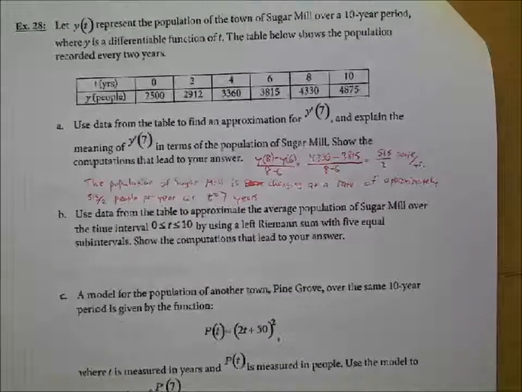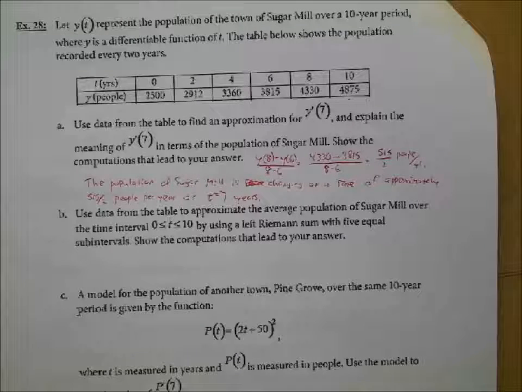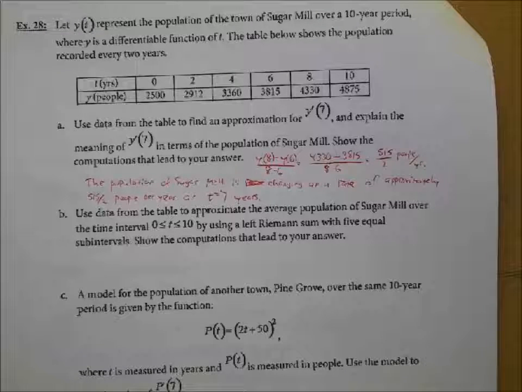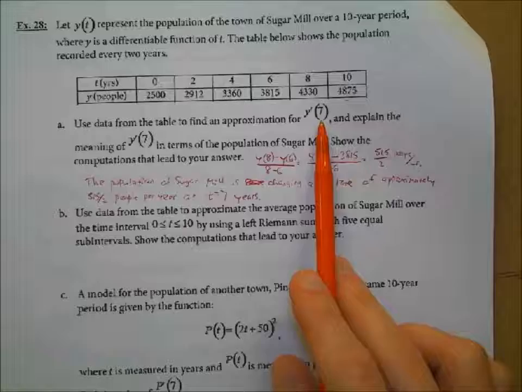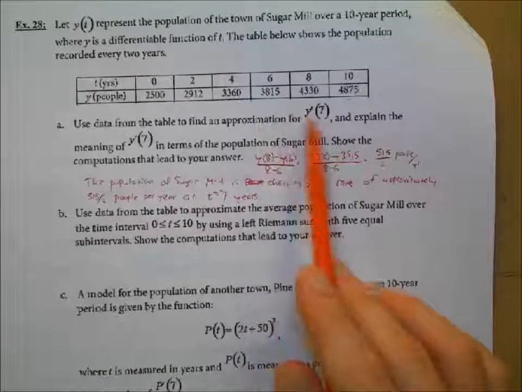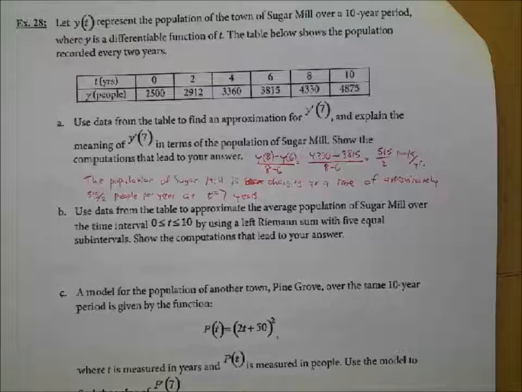Okay? All right, so I think most of us have gotten A done. There's 515 over 2 people per year, your average. Well, we're using an average rate of change to approximate, right? In the past, isn't that how we started calculus? We used the secant slope to approximate the tangent slope. This is asking for the tangent slope at 7, but we don't have that kind of data, so we're just going to use the secant slope to approximate it.